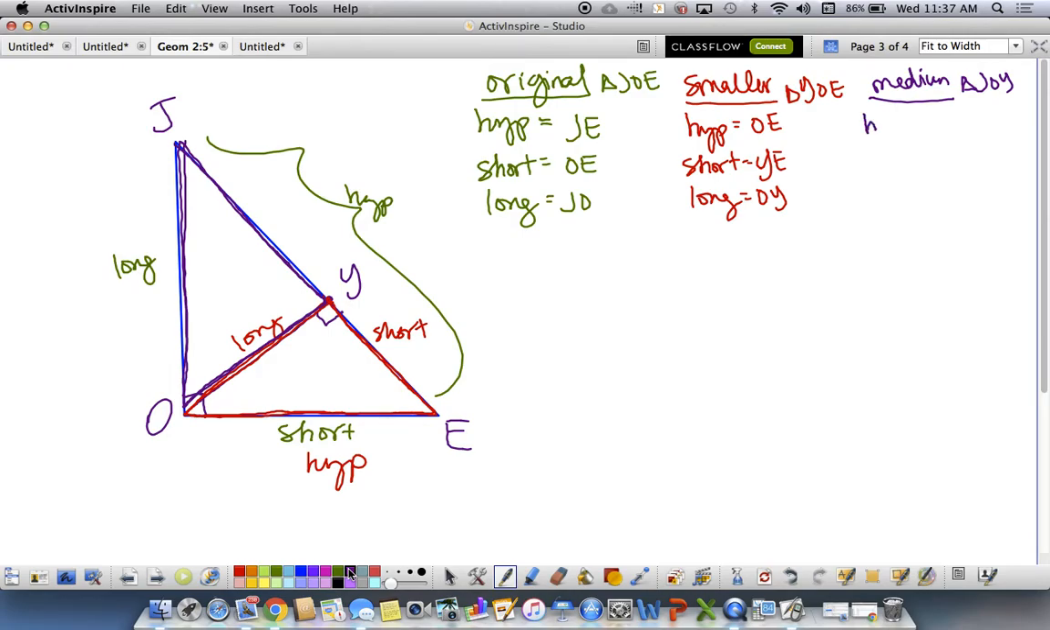Sure. What is the hypotenuse of the medium triangle? J to O, right here. What is the short leg? It's O to Y is the short. See, that's an O. And then what is the long leg? J to Y.